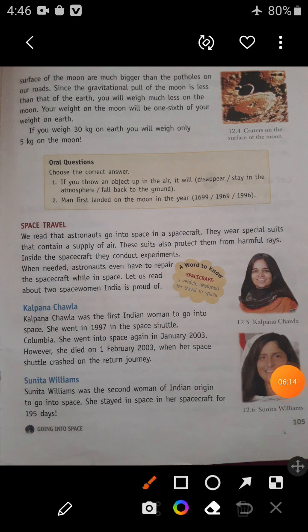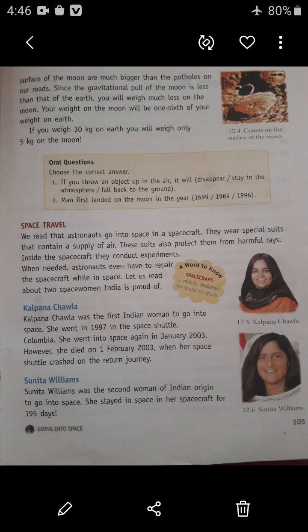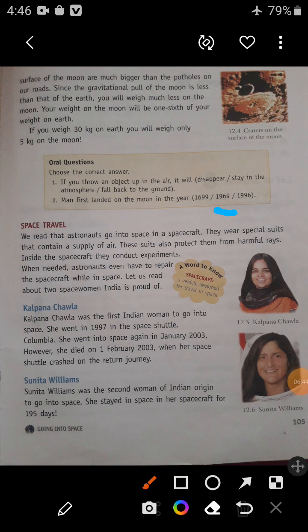Now let's come to the next question. Man first landed on the moon in the year? So students, here three options are given: 1699, 1969 or 1996. So here the correct one is 1969. So man first landed on the moon in the year 1969.